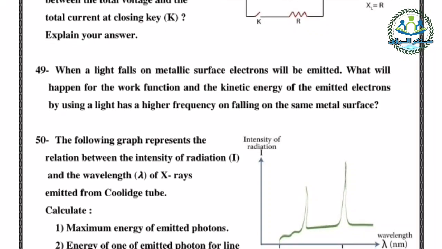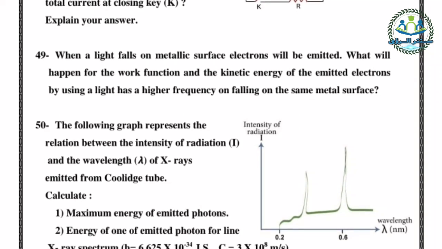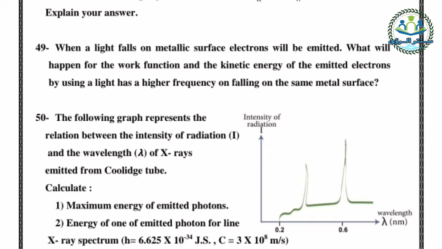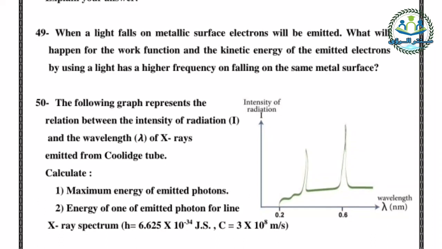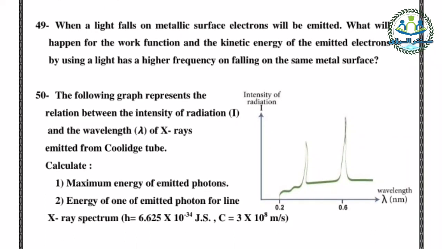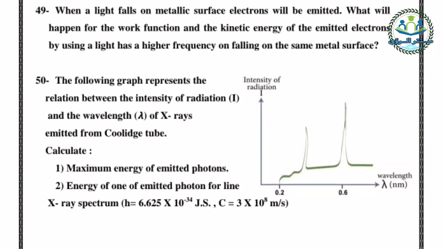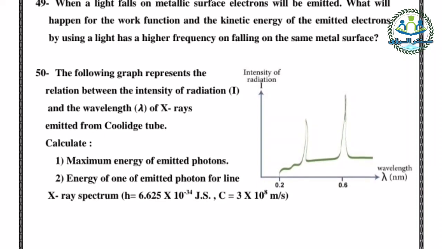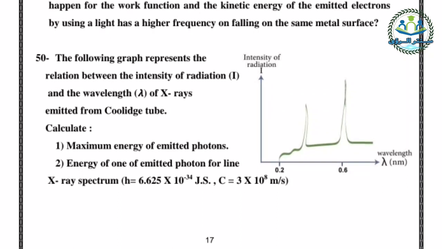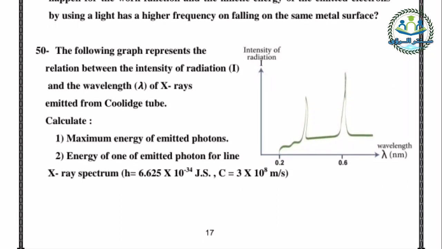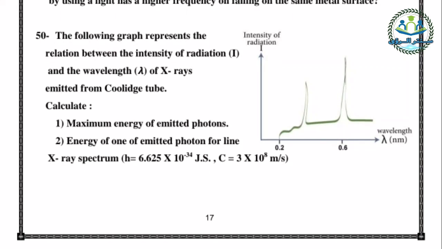50. The following graph represents the relation between the intensity of radiation, I, and the wavelength λ of X-rays emitted from a Coolidge tube. Calculate: 1. The maximum energy of emitted photons. 2. The energy of one emitted photon for the line X-ray spectrum. h equals 6.625 x 10^-34 J·s. c equals 3 x 10^8 m/s.